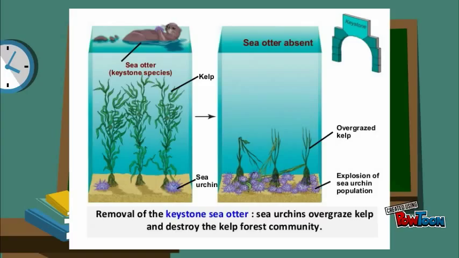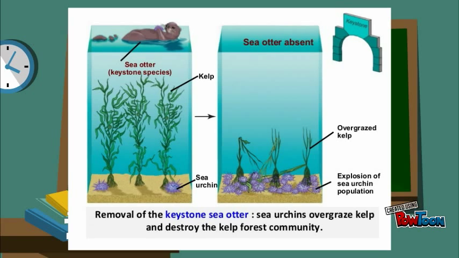Then the sea urchin didn't have any food, so the sea urchin started to die off. So just the removal of this one species led to the collapse of the entire ecosystem. Keystone species is one that keeps a community stable.